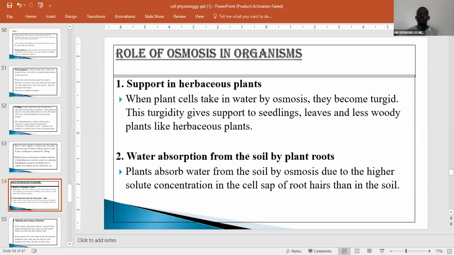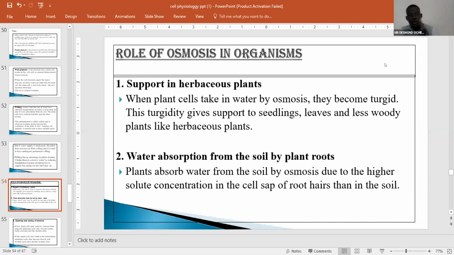Now, herbaceous plants are less woody. So the turgidity of the cells brings about support to the seedlings, to the leaves, and to the less woody plants like the herbaceous plants. Support is just brought about by the turgidity of the cells. When the cells become turgid, they make the plant very strong. So that turgidity is what brings about support in herbaceous plants.